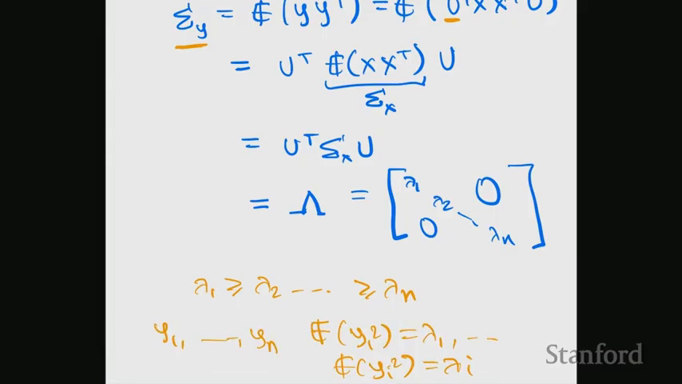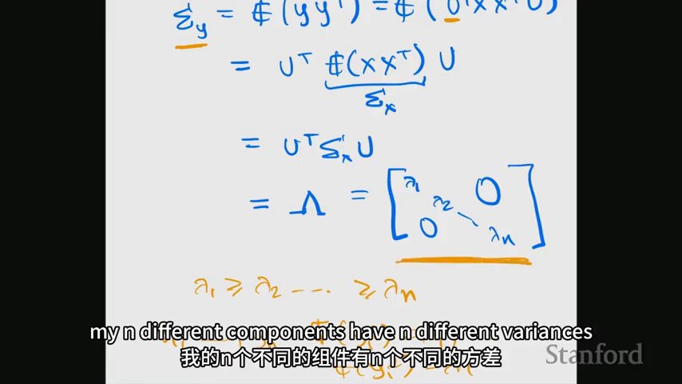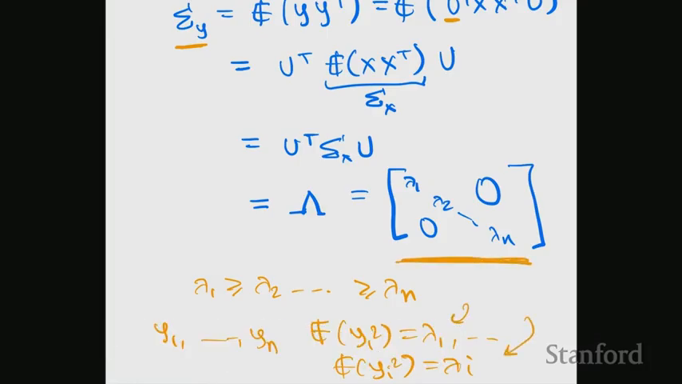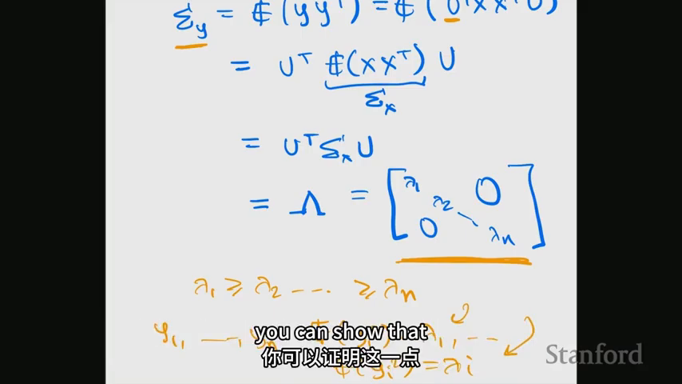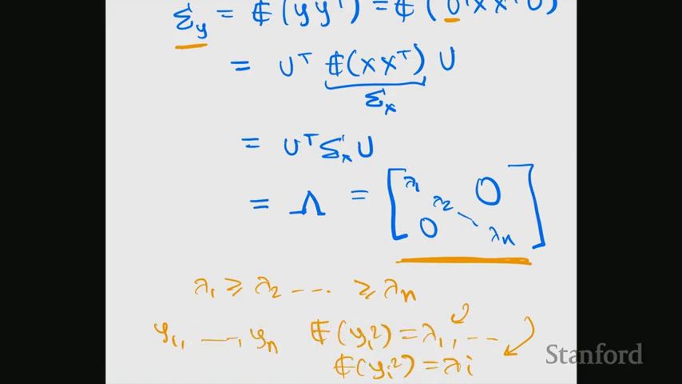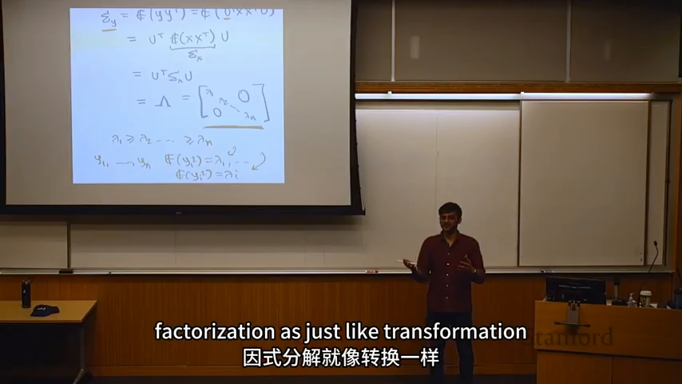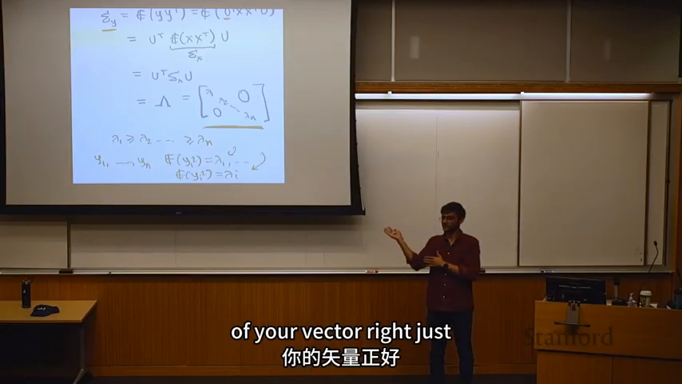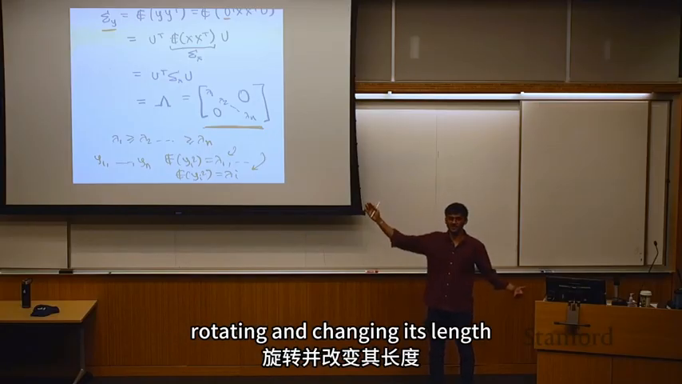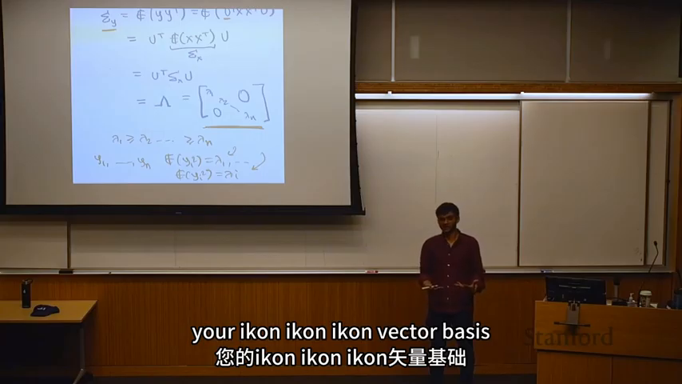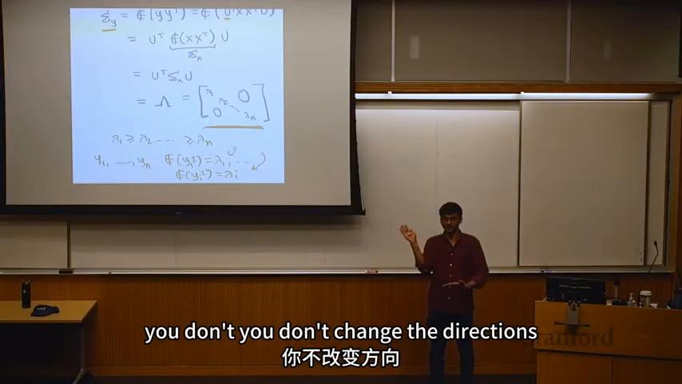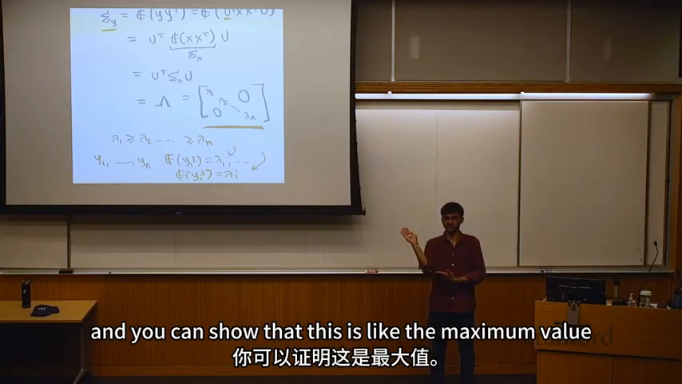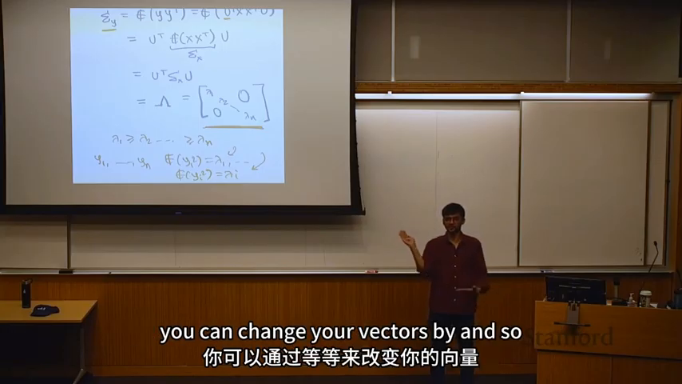Because now my n different components have n different variances, and what makes it optimal is that they are maximally spread out. You can show that. If you know about linear algebra, I'll just repeat it; if not, it might go above your head. You can think about matrix vector multiplication as just a transformation of your vector, rotating it and changing its length. Your eigenvector basis is the basis along which you don't change the directions. You fix the direction, and you can show that this is the maximum amount you can change your vectors by.